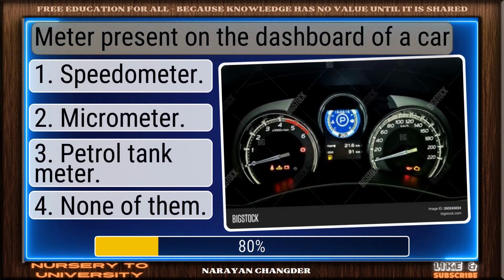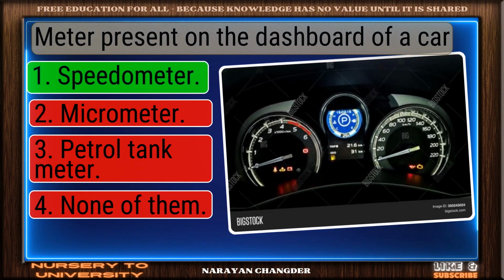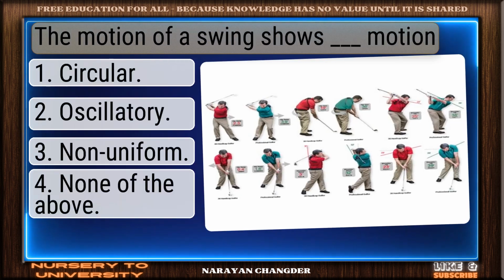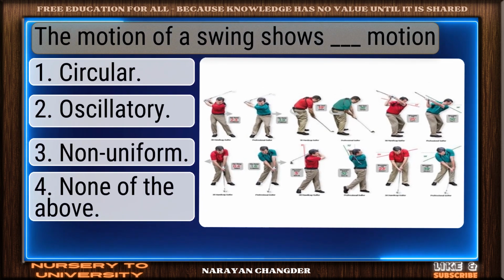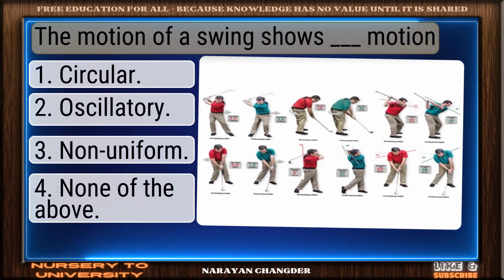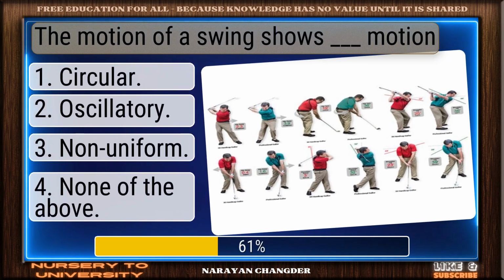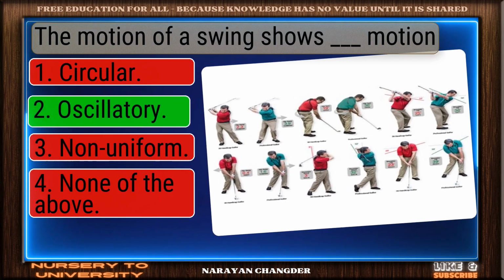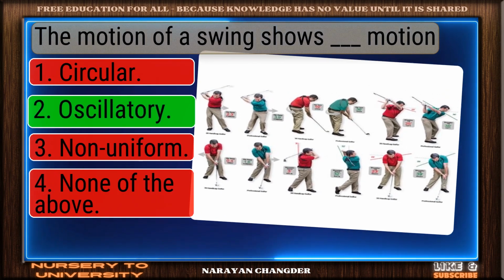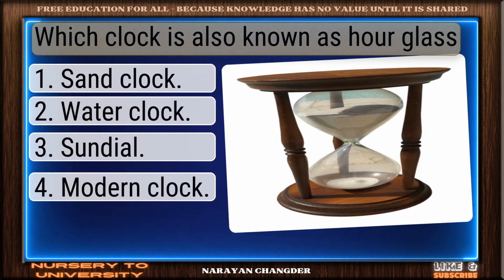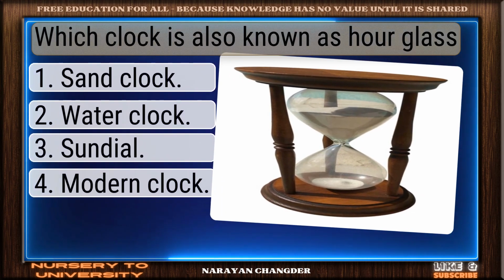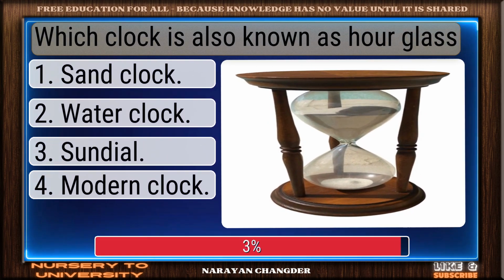Bravo. Speedometer is the answer. Question number 104. The motion of a swing shows dash motion. Nicely done. Oscillatory is a solid answer. Question number 105. Which clock is also known as hourglass?